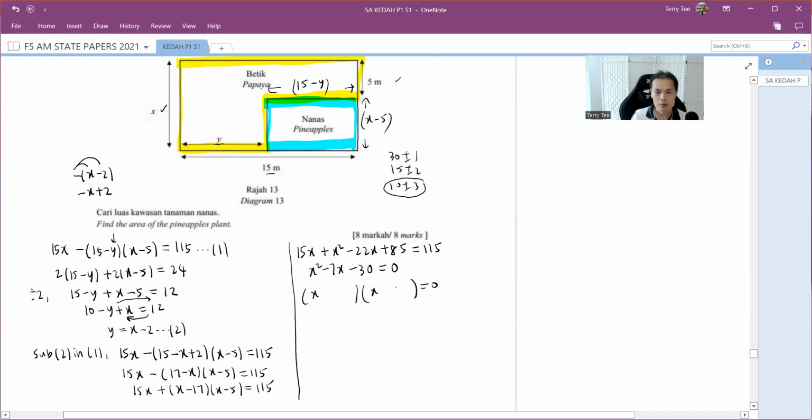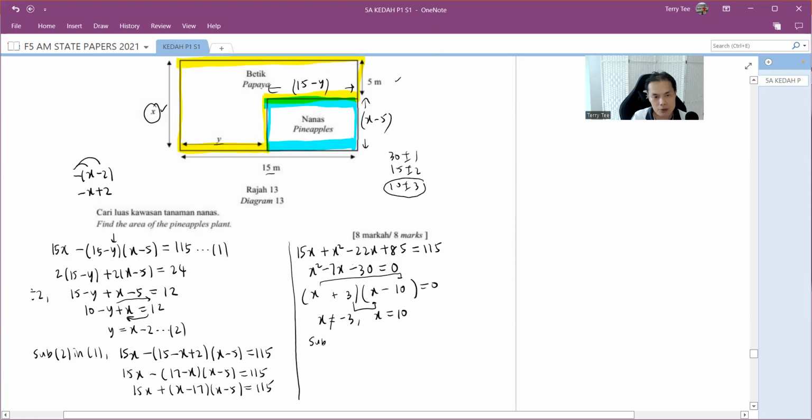So this will be 10, right? This will be 10. This will be 3. The 10 is a minus. The 3 is a plus, right? So my x is either negative 3 or positive 10. Now, but we know x can never be negative, right? Imagine your length x is negative. Yeah, you can't have a negative value. So we can straight away ignore x equals negative 3. We take x equals 10.